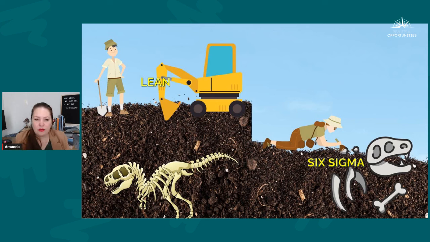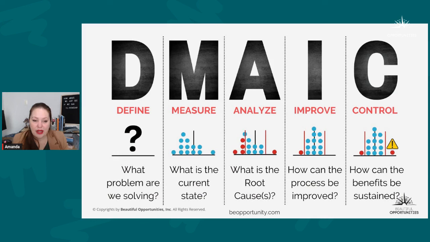So in lean, we're in there with the heavy equipment. We're getting all the waste out, getting things out of the way so that we can see what value is. But once we can see what value is and we're happy with that, now we want to perfect that. We want to make sure every time the customer gets our product, it is perfect. And so Six Sigma is really coming in there with the brush and just perfecting it and making it better and better. Now, Six Sigma does use a structured problem-solving tool of DMAIC. In lean, we may use A3. You may have heard of others like 8D or Kata.